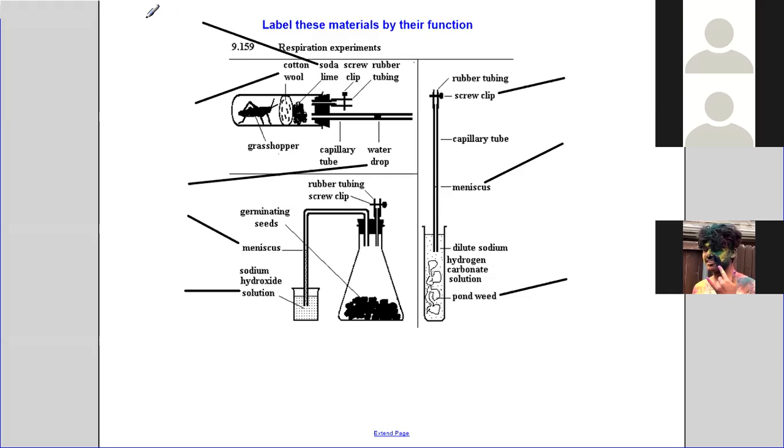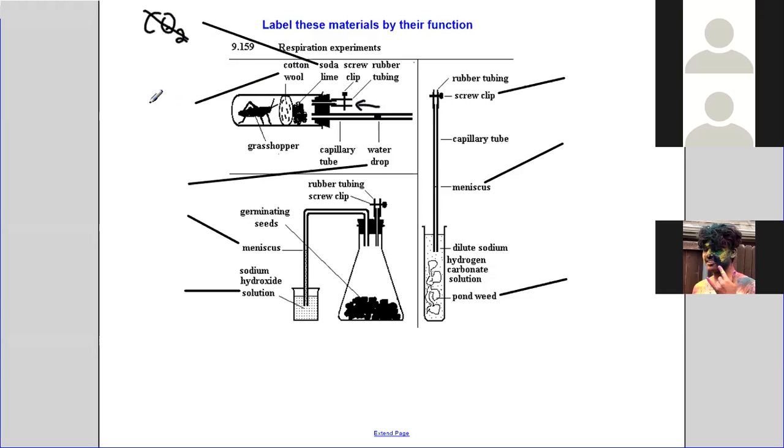If CO2 is going to be produced, remember that in respiration, you produce CO2. We're going to measure this droplet migrating down this tube, and that's because oxygen is being consumed. So the air pressure is going to fall and pull oxygen out of the environment. We've got to get rid of the CO2. So the soda lime is going to be to get rid of the CO2.